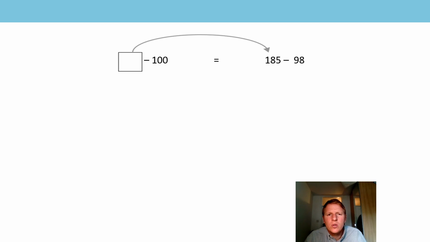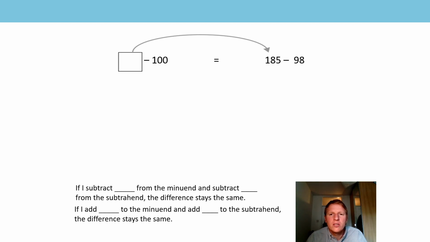Okay, now, do we know what's happened to the minuend? We don't, do we? We do, though, know about the subtrahends. So let's look at the subtrahends. We've got 100 in the first one and 98 in the second. So will we use our subtraction or addition stem sentence? We'll use our subtraction one. So let's say that together.